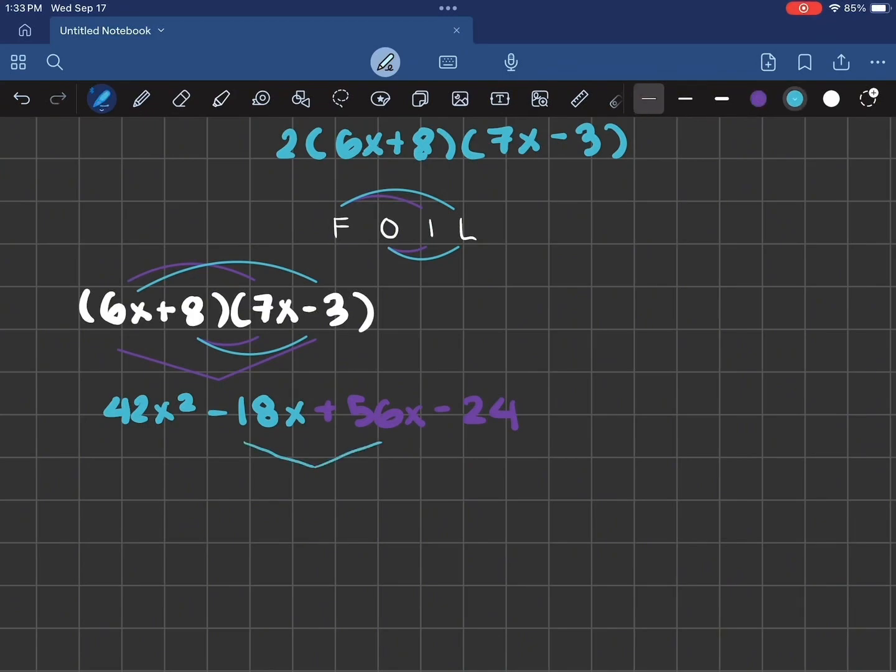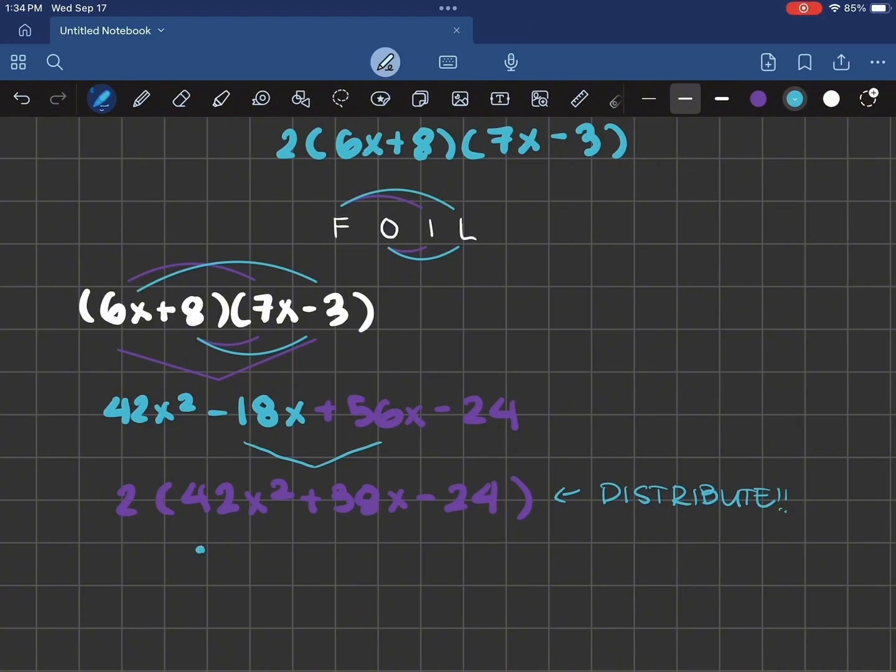We have to combine the terms or the digits with the same letter or variable, which are negative 18x and 56x. So we get 42x squared plus 38x minus 24. But we still have a 2 which comes from the original number. So it becomes 2 times 42x squared plus 38x minus 24, close parenthesis.